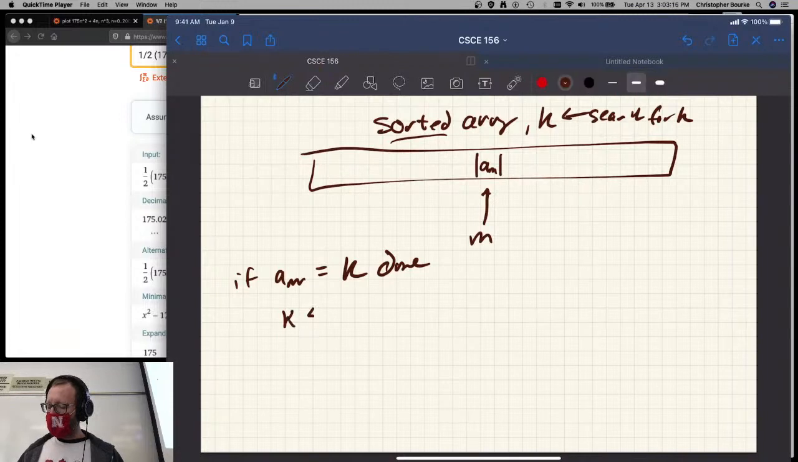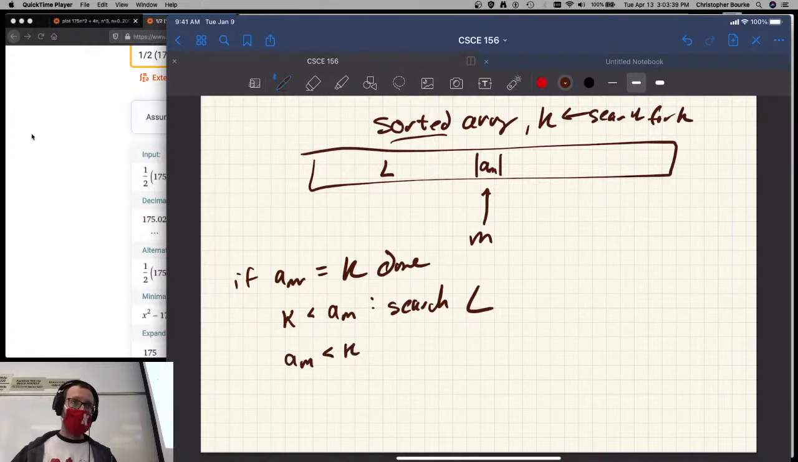The key is going to be less than a sub m. If it were less than or equal to, well, we've already taken care of that first. In which case, if the key exists, where is it going to be? In the left. Search L, the left partition. Otherwise, if a sub m is less than the key, or another way of putting it, the key is larger than the middle element, then we'll search where? R, where this thing is R.